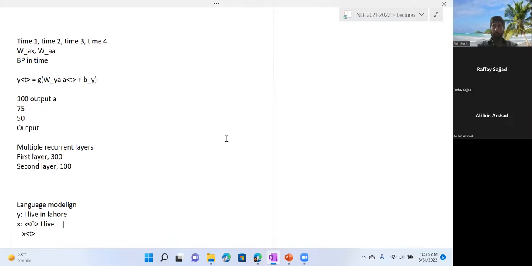For the third, you give live, and it will predict in, and then you give in, and it will predict Lahore, and so on. And finally, you give Lahore, and it will predict the end of sentence token if you have one. Okay. So in this case, it's like self supervision. You have a sentence, and from that sentence, one time step behind is the input.